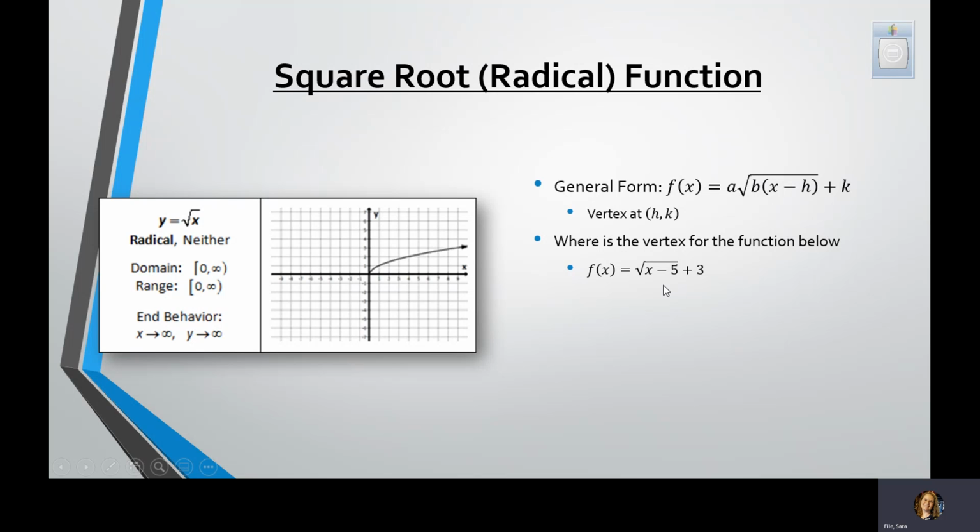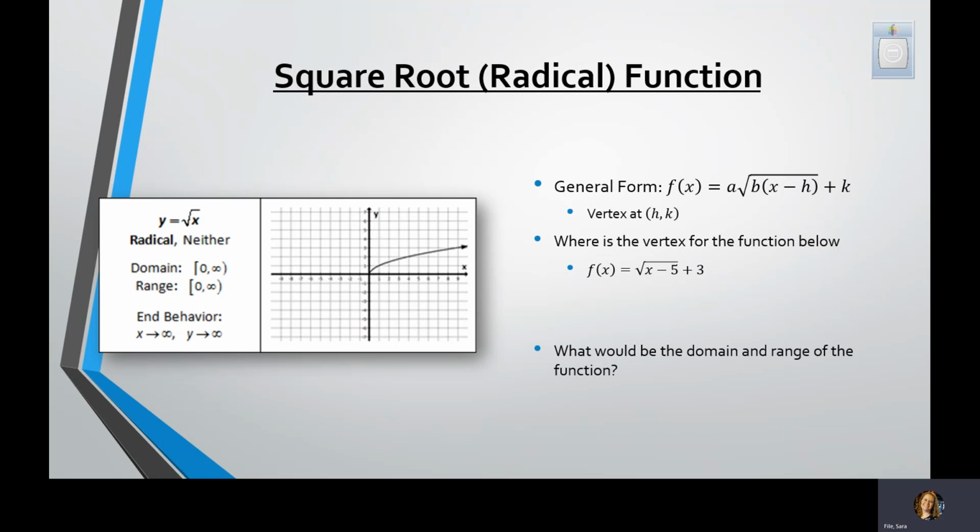5, 3, very good. It'd be positive 5, positive 3. Okay, 5 is the H, 3 is the K. Now that would mean that this graph here, instead of starting at 0, 0, it's at 5, 3. Okay, right here where my arrow is would be the beginning of the function. Okay, and nothing else is happening to this. There's no negatives or any numbers being multiplied or anything like that. So it's just this same shape. It's just shifted over and up. Okay, so the vertex would be at 5, 3.